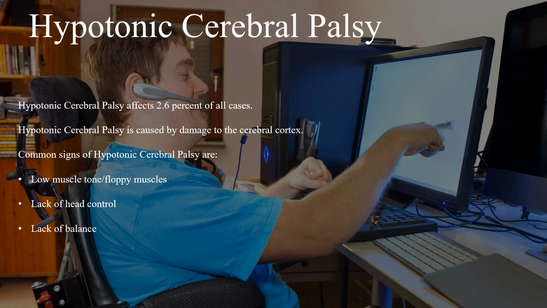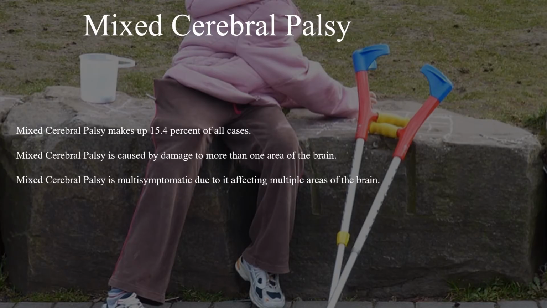Hypotonic cerebral palsy affects 2.6% of all cases. Hypotonic cerebral palsy is caused by damage to the cerebral cortex. Common signs of hypotonic cerebral palsy are low muscle tone or floppy muscles, lack of head control, and lack of balance. Mixed cerebral palsy makes up 15.4% of all cases.